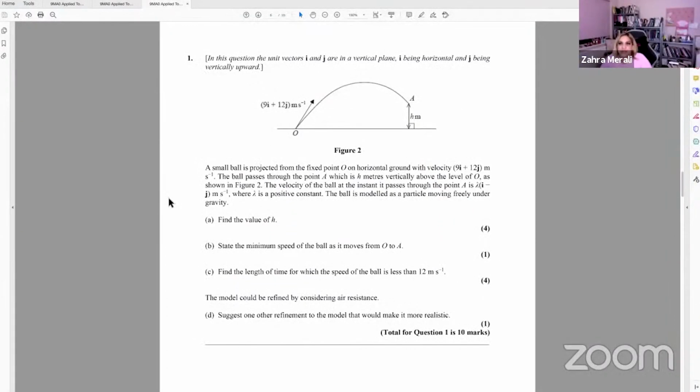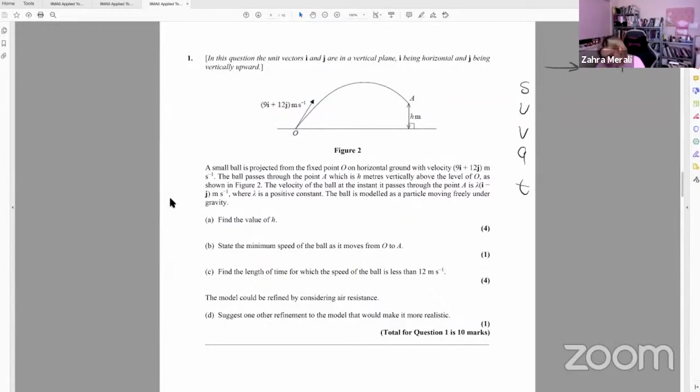So we've got unit vectors I and J, I being horizontal and J being vertically upwards. So we've got it in vector form. In some ways this is easier because we can split it straight away. Whenever you've got any projectiles questions, your brain's going to go, I'm thinking horizontal and I'm thinking vertical. And before I even read the question, there are some things I know. Right, so SUVAT, horizontal, vertical.